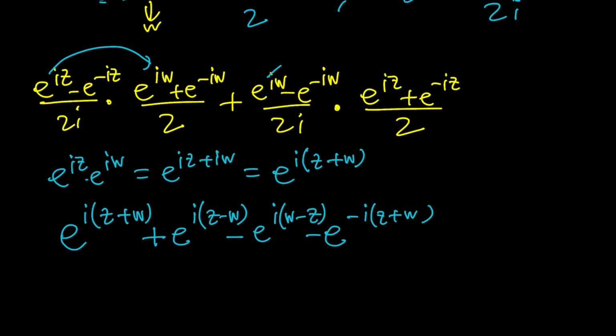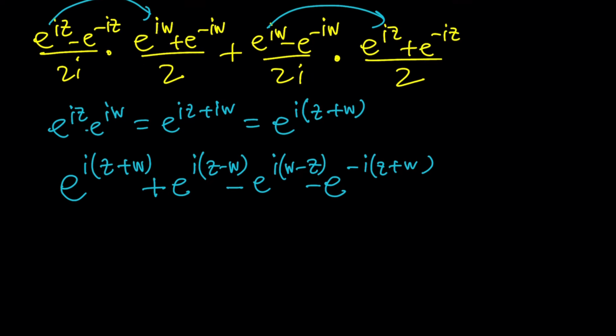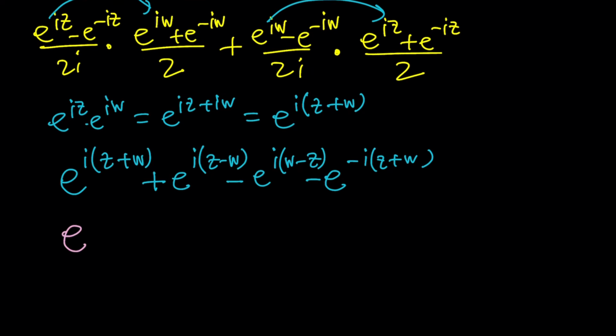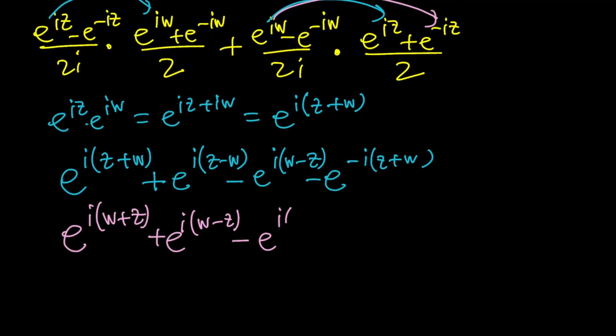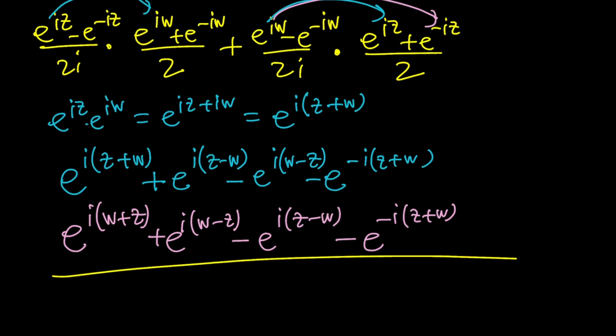And now we're going to do the same thing here. It's not going to fit, so I'm going to use the second row, the next one, for that. It's going to give me e to the power i times w plus z, which is the same thing as we got before. And then plus e to the power i times w minus z. And then minus e to the power i times z minus w. And finally, minus e to the power negative i times z plus w. So this is what happens when you add these two things.